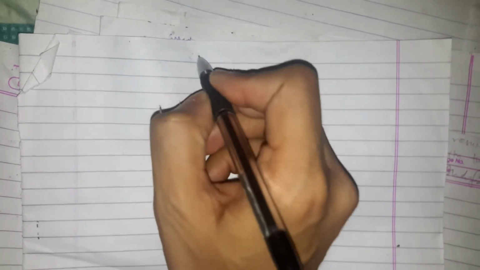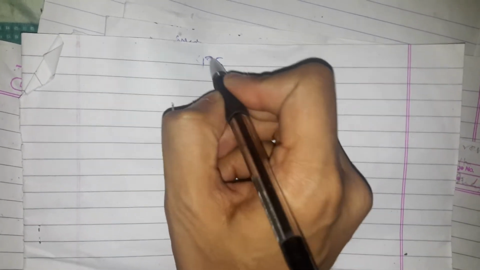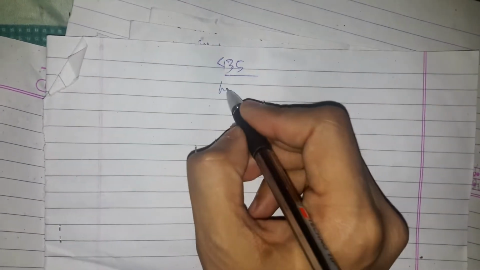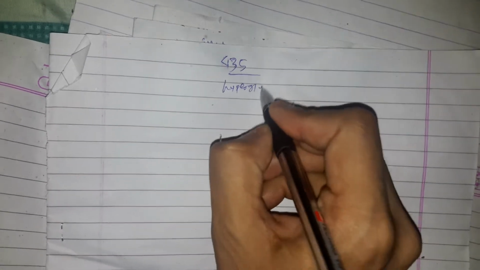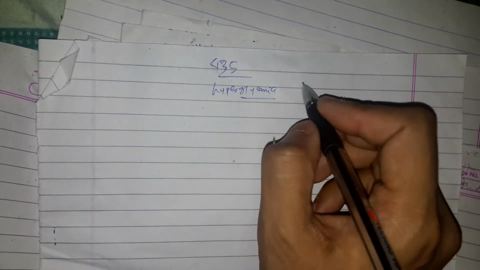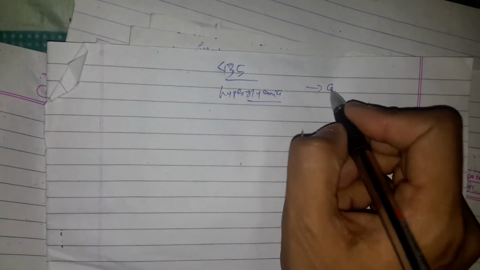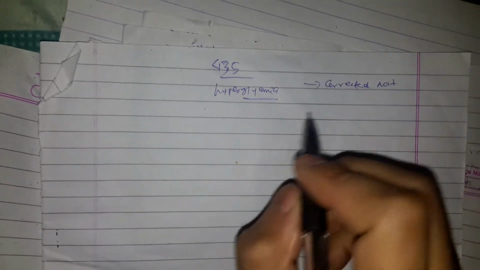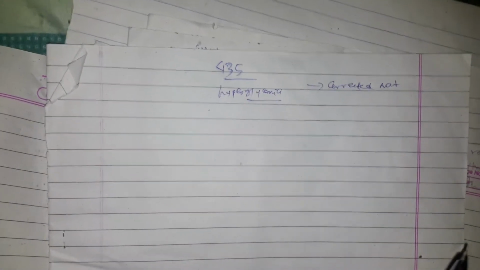Let's discuss how to approach a case of hyponatremia. So, sodium less than 135 milliequivalent per liter. First of all, we have to evaluate whether hyperglycemia is present or not. If there is hyperglycemia, then you have to calculate corrected serum sodium. I have discussed this in another video.